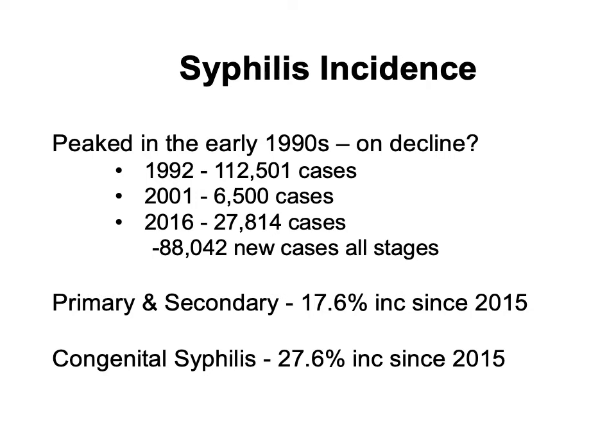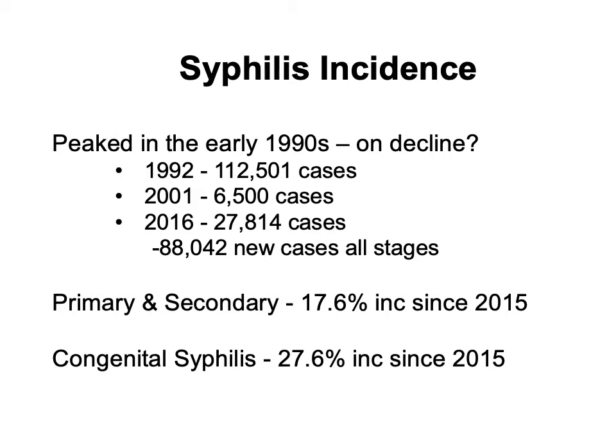On the rise in the 1980s, the incidence of syphilis peaked in the early 90s and then declined, but is on the rise again. 112,501 cases were reported in 1992 versus 6,500 cases in 2001. Part of the decline was due to a U.S. national plan to eliminate syphilis by 2001.